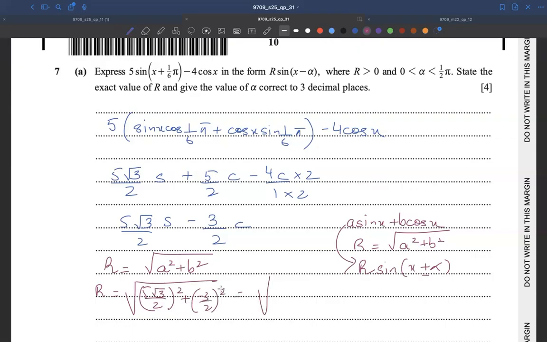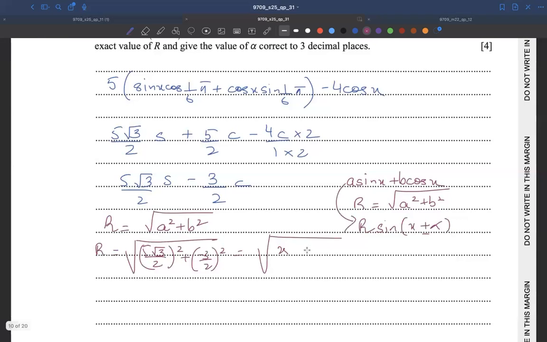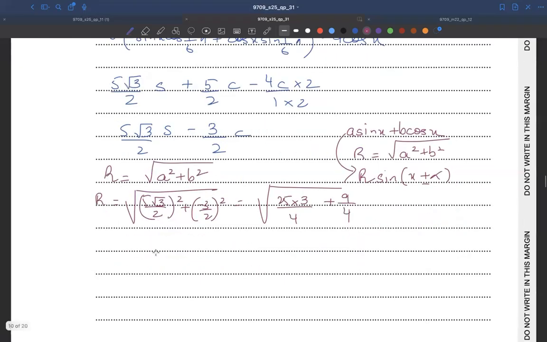Simplifying this, we'll get 5 square is 25 into root 3 square is 3 upon 4, plus this will become 9 upon 4. So 75 plus 9 would be equal to 84 upon 4 under the square root. 84 upon 4 is 21, so r is root of 21.